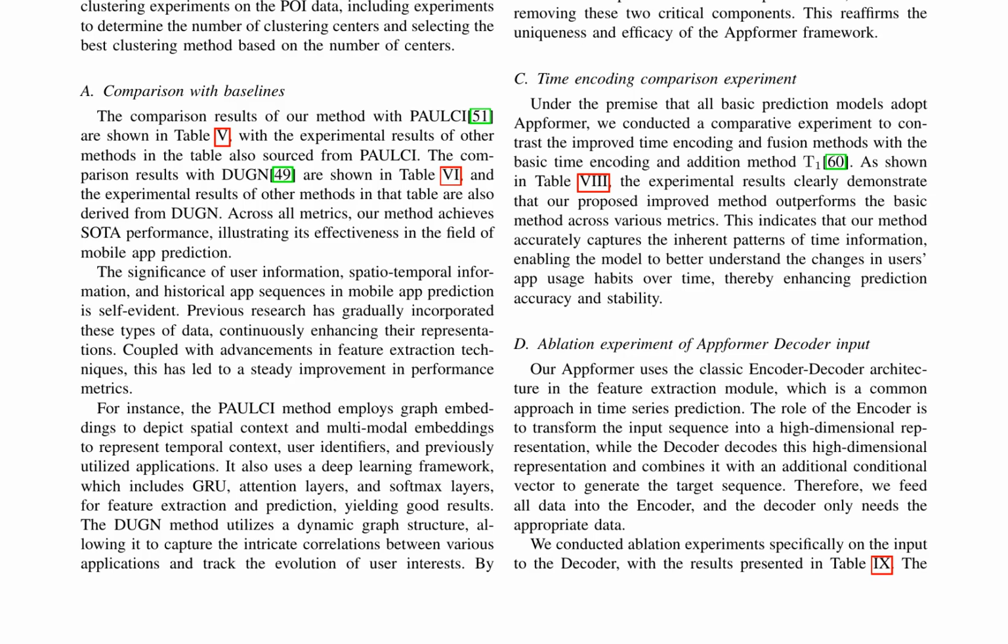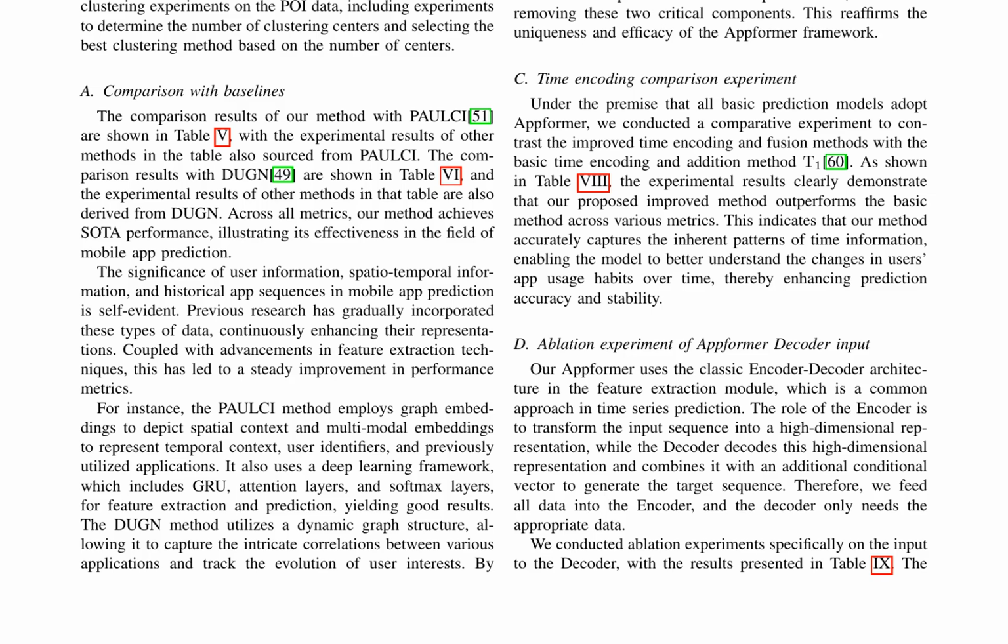A detailed ablation study is conducted to investigate the key components of Appformer. The results show that the time encoding and fusion methods, as well as the clustering operation of POI data, play significant roles in enhancing spatial information and capturing the inherent patterns of time information. Furthermore, the authors compare different time encoding methods and find that their proposed improved method outperforms the basic method.